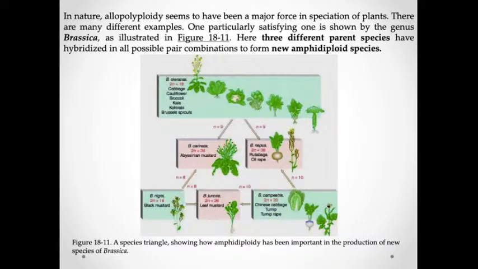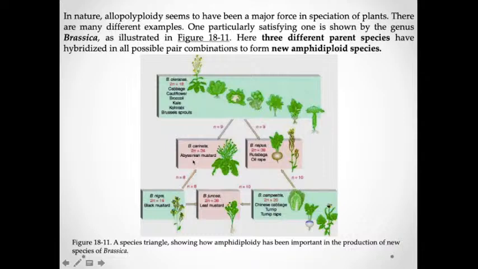And this is an example of alloploidy in the case of Brassica. Here three different parent species have been hybridized in all possible combinations for new amphidiploid species. Here you can see Brassica oleracea, which is 2n equals 18, including cabbage, cauliflower, broccoli, kale, kohlrabi, and Brussels sprouts. So n is 9 in that case.